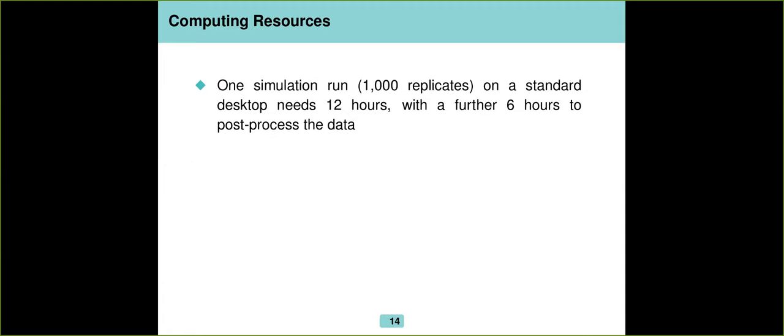So what sort of computing resources were required? When we at least set it up, one simulation, with the minimum of 1,000 replicates, probably took around 12 hours on your standard desktop, something like a 10 or 8 core machine, with a further 6 hours to post-process the data. And there was a fair chunk of data involved. The mobility matrices themselves were several gigs each, and you had to have one for each day. And the outputs themselves were, again, at a ward level for 1,000 replicates. So that took up a chunk of space.